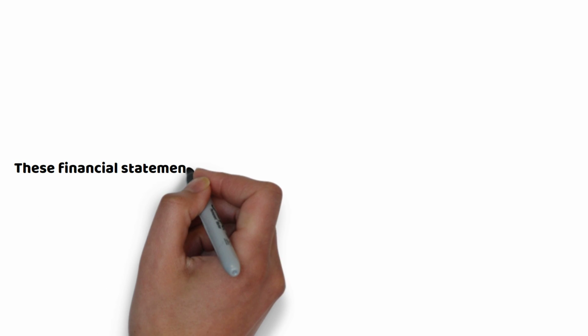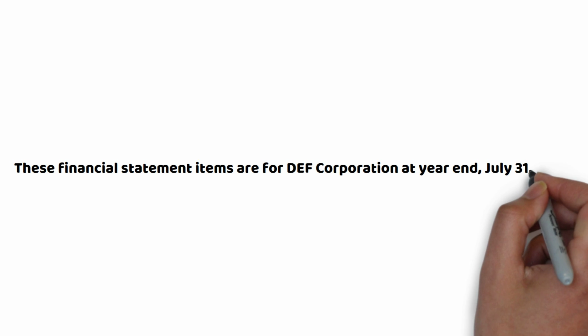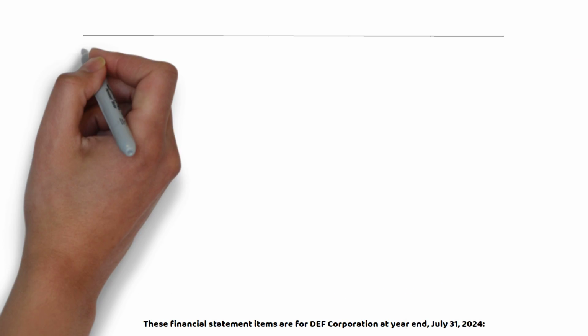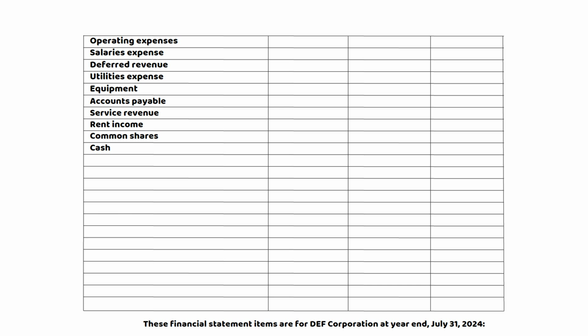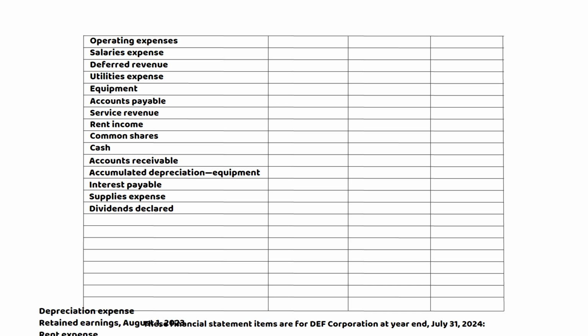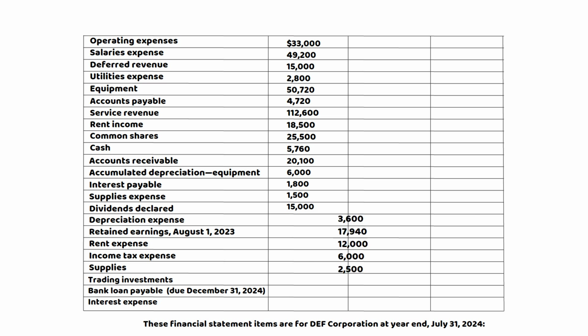Okay, so we have some financial statement items. We are going to prepare the financial statements as of July 31st, 2024. I'm going to show you this information. On the first column, we have all these different account names, and then we also have their balances loaded up. All the information is given.